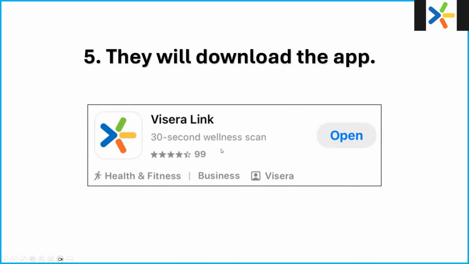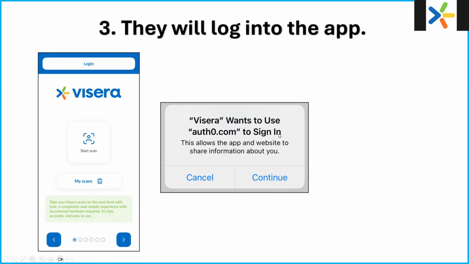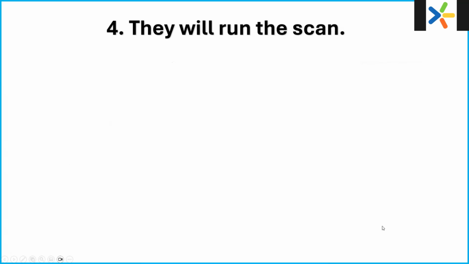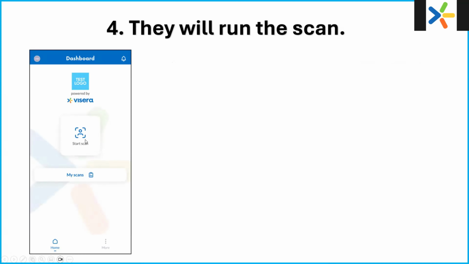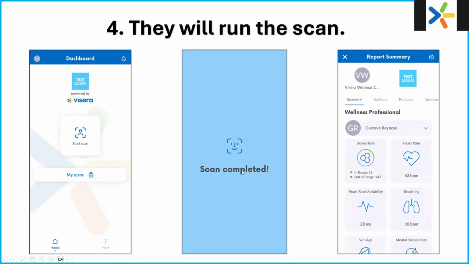So they'll download the app, and then they will log into the app, and from here, it's the same old steps. Log into the app, Auth0, username, password, log in. They'll run the scan. They'll touch the start scan button, and then they'll run the scan, and then it'll say scan completed. And then after that, the report pops up.